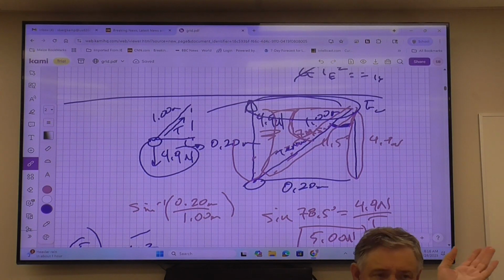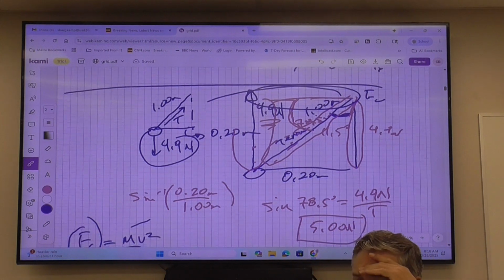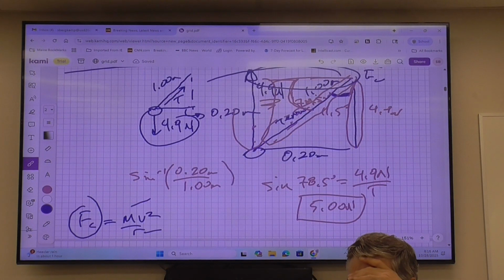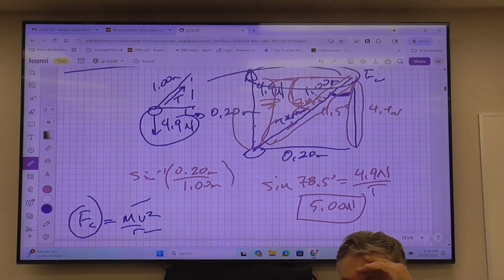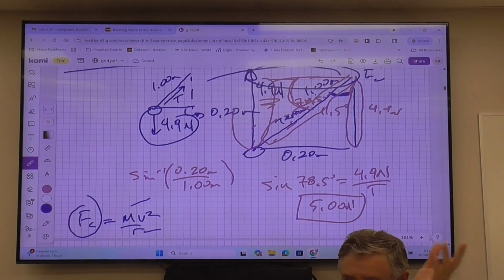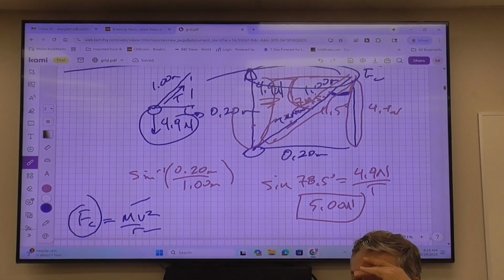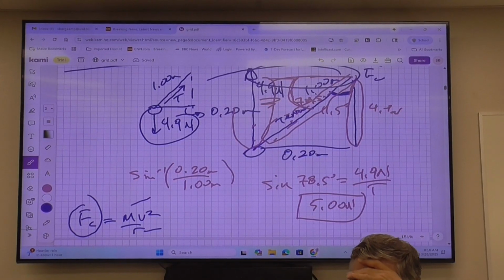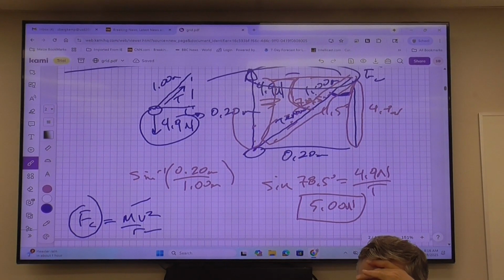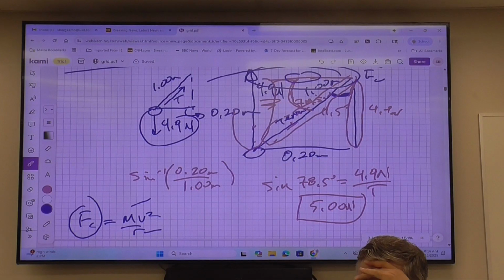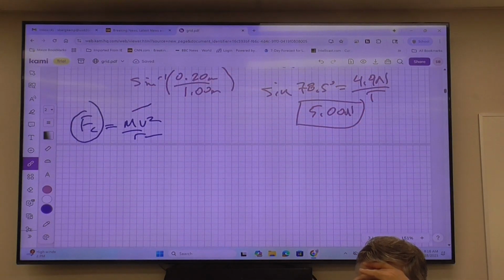Now, at this point, there's a myriad of things that you could do. You could use the Pythagorean theorem and you go, oh, there's the hypotenuse, 5 newtons. I know one side is 4.9. I could go c squared minus a squared equals b squared. If you're into the Pythagorean theorem, use that. If you're into trig functions, you could go, oh, okay, hey, I need to find the side adjacent to that 78.5.